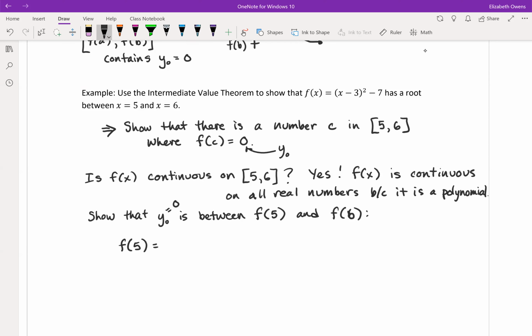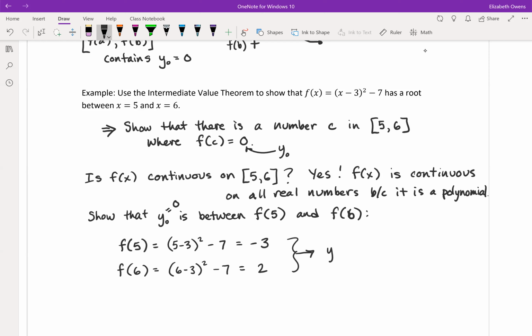So plug in 5, that'd be 5 minus 3 squared minus 7. Okay, so that'd be 4 minus 7, negative 3. There we go. And f of 6, do the same thing. 6 minus 3 squared minus 7. That'd be 9 minus 7, which is 2. Okay. So yes, y0, 0, is between f of 5 and f of 6.